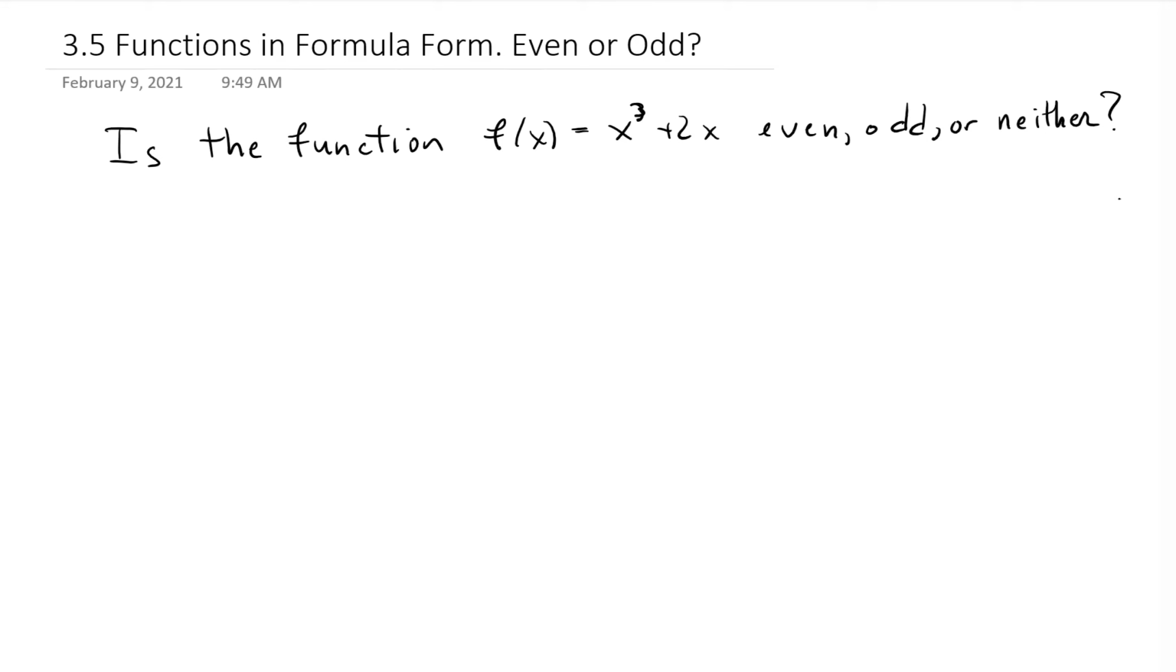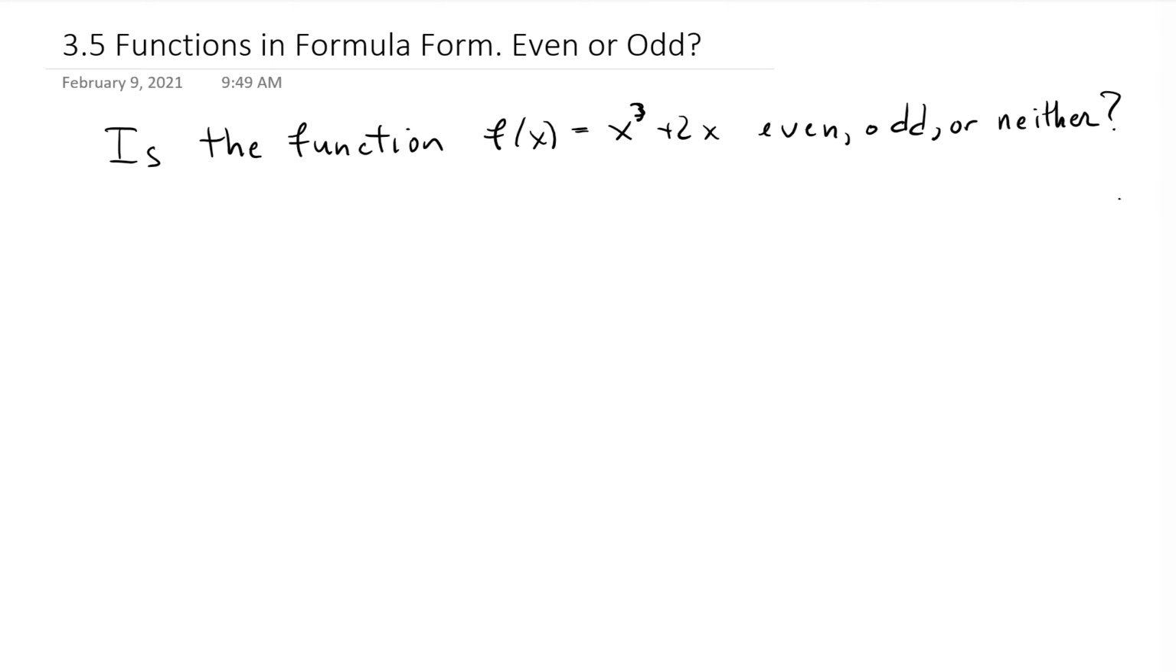Is the function f of x equal to x cubed plus 2x even, odd, or neither? To see if that's the case or not, we could of course try to sketch the graph of f, but first of all, this is not something we're capable of doing right now. Plus, it would be a bit imprecise.